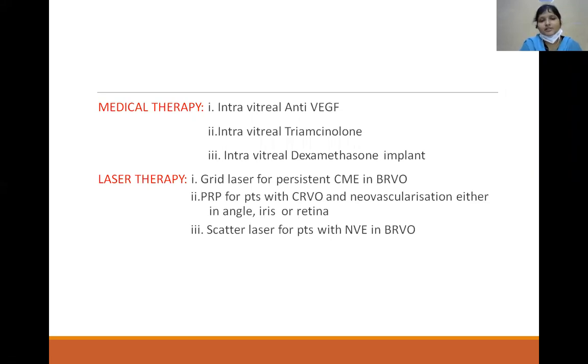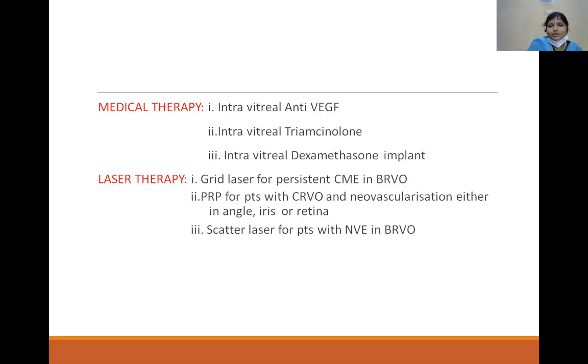Next mode of therapy is laser therapy. Grid laser is used for persistent macular edema in patients with BRVO. But in patients with CRVO and macular edema, we do not advise grid laser because we cannot differentiate macular edema from macular ischemia. So it is better to avoid laser and go for intravitreal steroids or VEGF injection in patients with CRVO because it helps both for neovascularization control as well as macular edema.